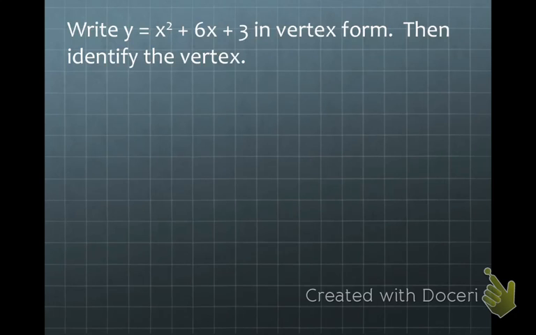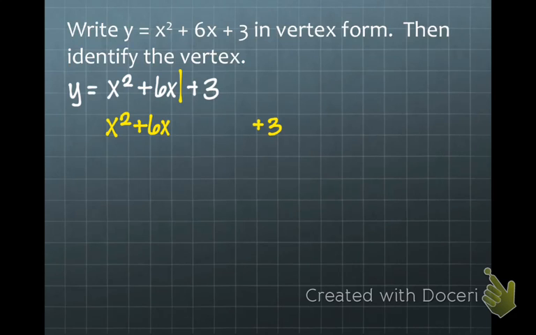So we want to write y equals x squared plus 6x plus 3 in vertex form, and then identify the vertex. So I have y equals x squared plus 6x plus 3. First thing we're going to do, split this apart. So I'm going to take this out. x squared plus 6x. Now, I'm still going to have that plus 3 at the end. It doesn't go away, but I have to figure out how to complete the square.